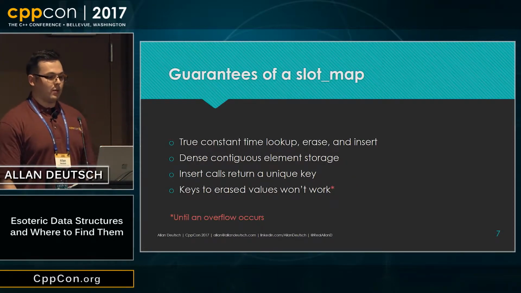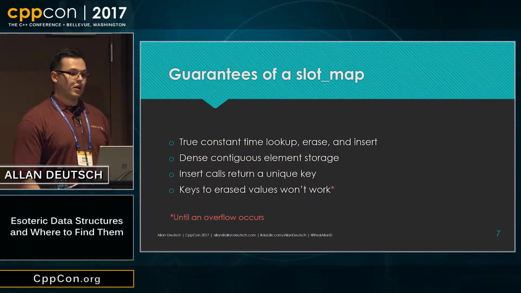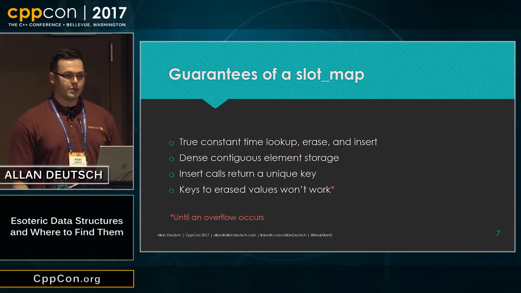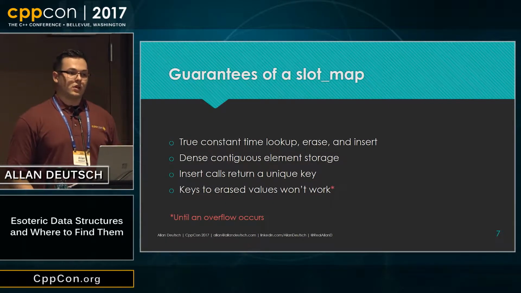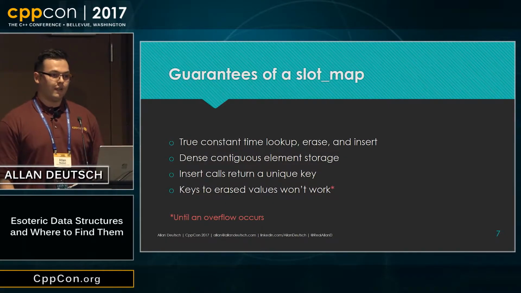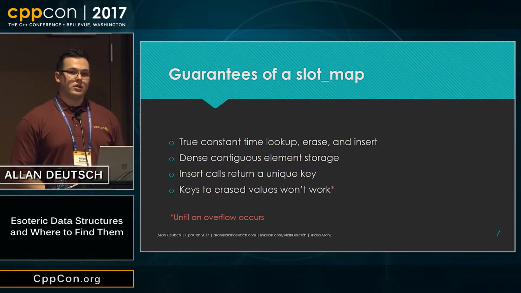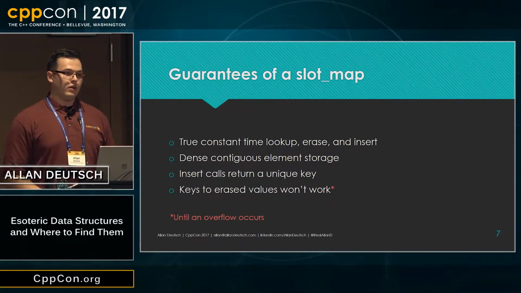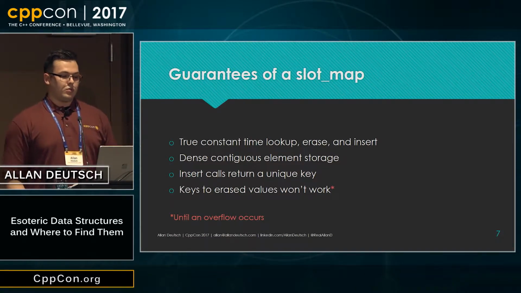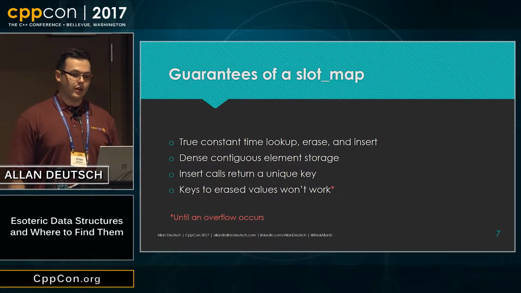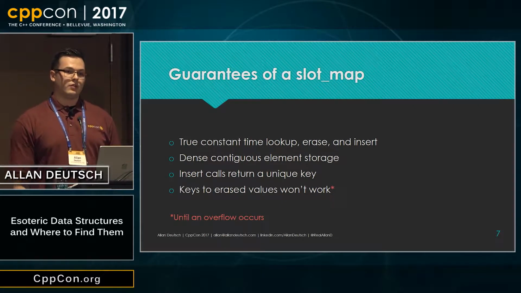So the guarantees of a slot map are that it has true constant time lookup, erase, and insert operations. So rather than being amortized, these will always be a fixed cost. There's no hashing or anything going on that could change it, with the one exception that insert will be O(n) when it needs to reallocate and grow. So insert calls will return a unique key to the user, which they can then use to access their data in constant time. And it's a fixed set of operations. There's no hashing or anything.